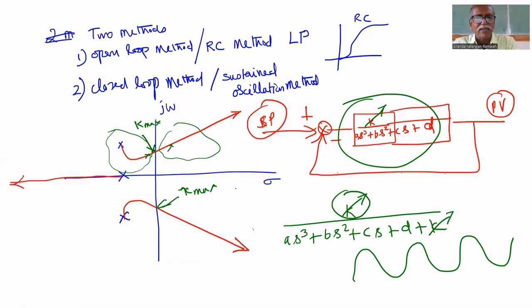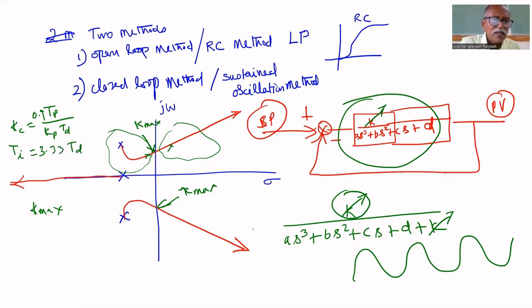How to find that point? That is K max. If you find K max, we can find the tuning parameters. That is another formula. In the previous case, in the level process, how did we find Kc? Kc equal to time constant Tp divided by Kp multiplied by Td. Am I correct or not? Multiplied by 0.9 Kc. Ti equal to what? Ti equal to 3.33 times Td. Am I correct or not? Here, if you know K max, you can find Kc.